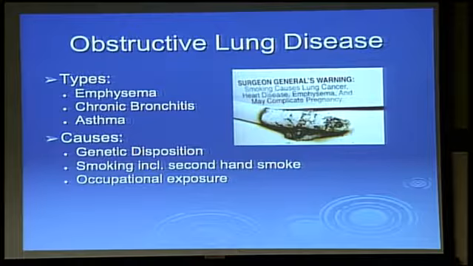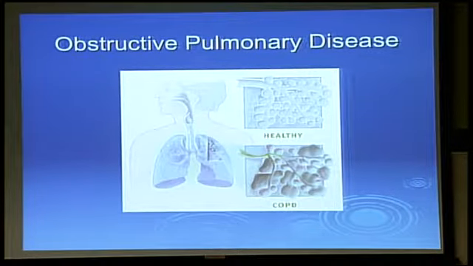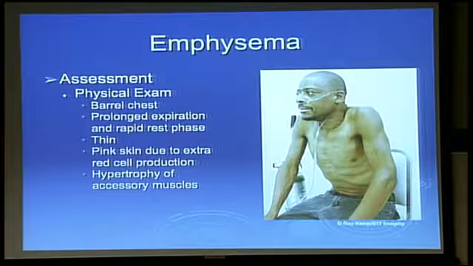Obstructive lung disease includes emphysema and chronic bronchitis, which make up COPD, and then asthma. There's a genetic disposition to many of these things. Obviously, smoking is the key exposure, and then there are rarely some occupational exposures that can set people up for COPD. The issue in COPD is that you get destruction of these small airways, and so it's a problem with getting the air out. They start air trapping, and you're not able to get the air out.